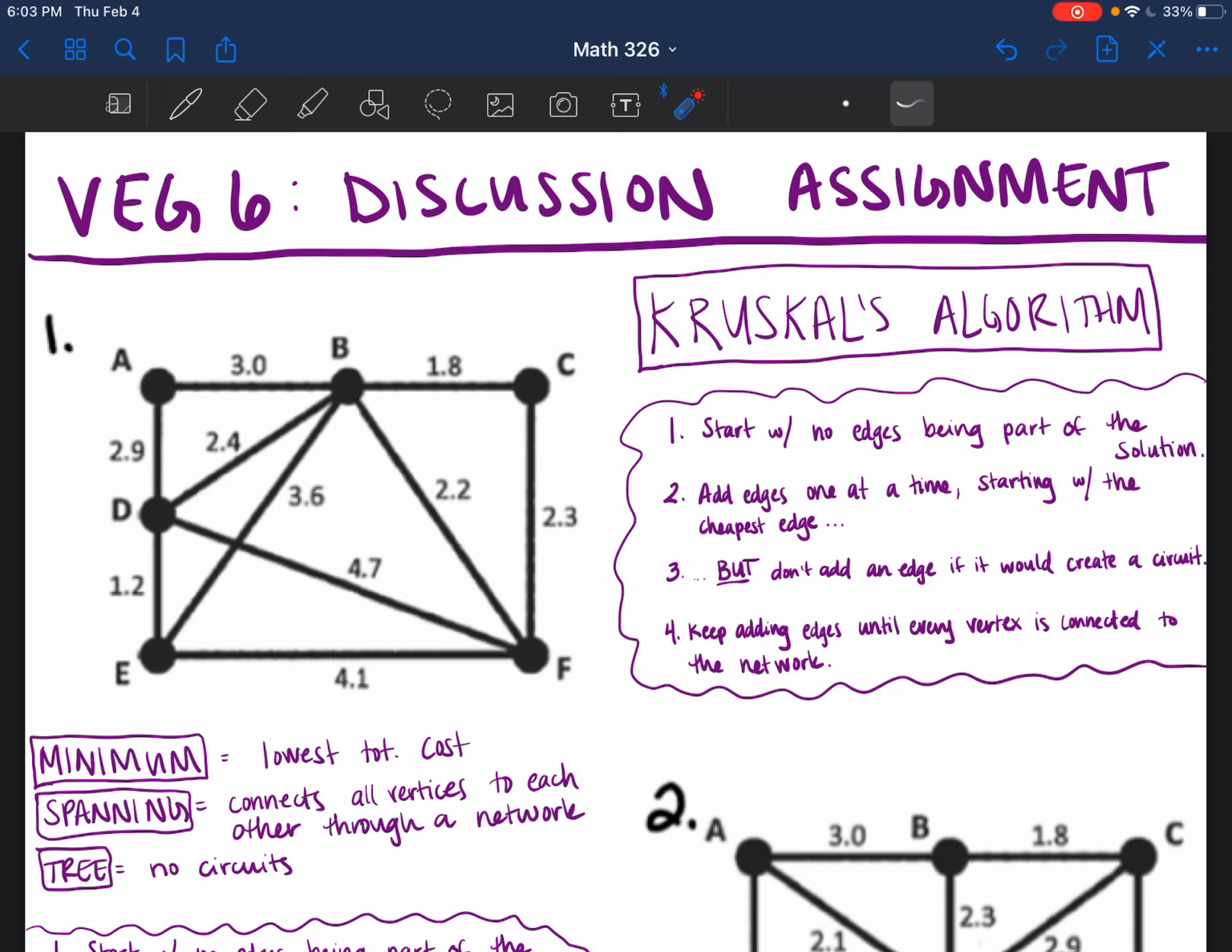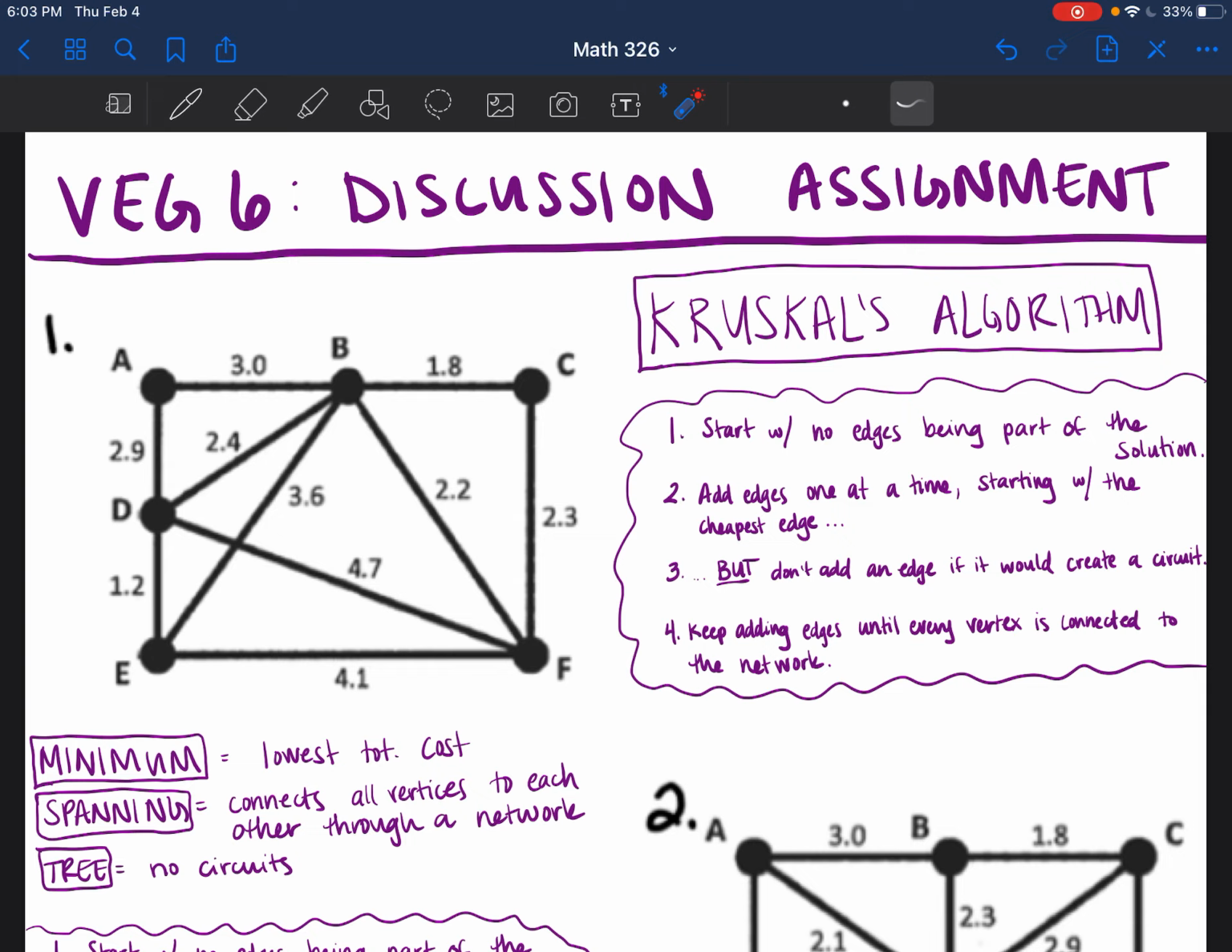And today we are going to be using Kruskal's algorithm to find minimum spanning trees for graphs. Down here I went ahead and wrote out the definitions for minimum, spanning, and tree. Minimum means we're looking for the lowest total cost. Spanning means we're going to connect all the vertices to each other through a network.